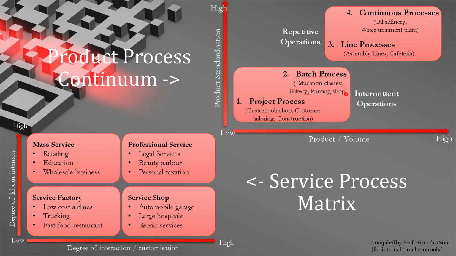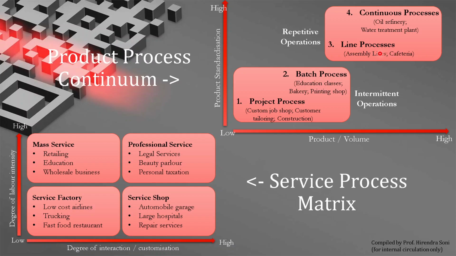As we move along, in batch processes, similarities can be seen between products made in the same batch, but it may not be the same for a different batch. So products are standardized within the batch, but outside the batch they may not be standard. Product volumes are higher as compared to a project, but still not on the very high side.